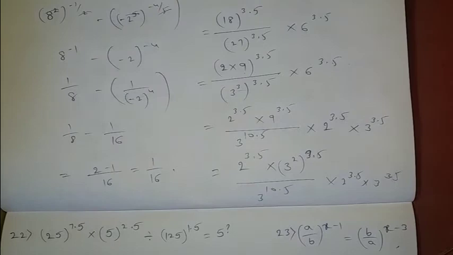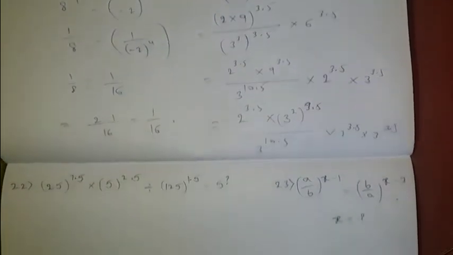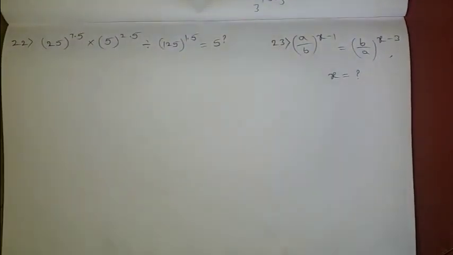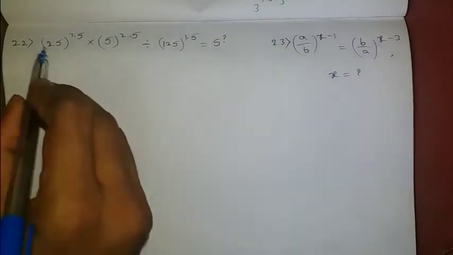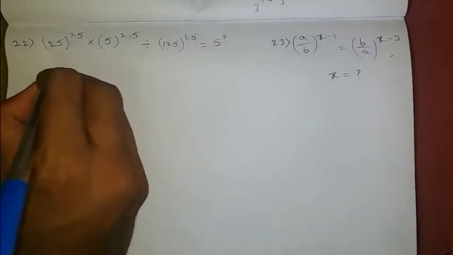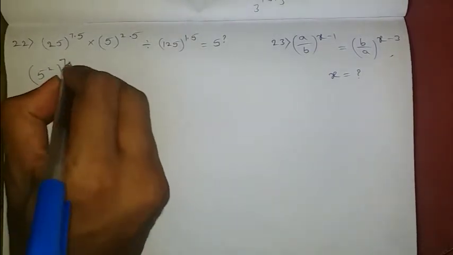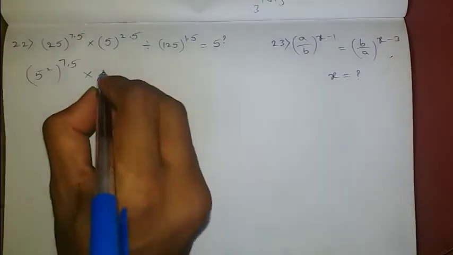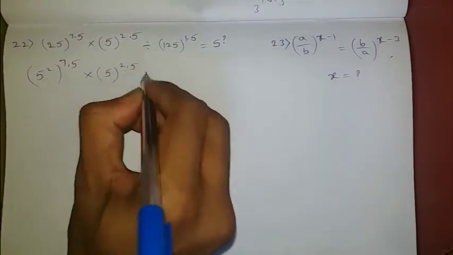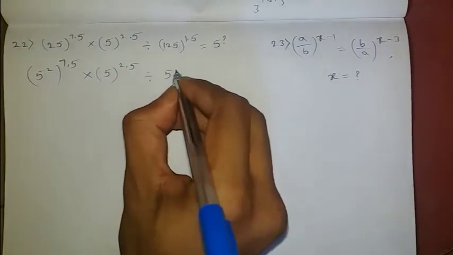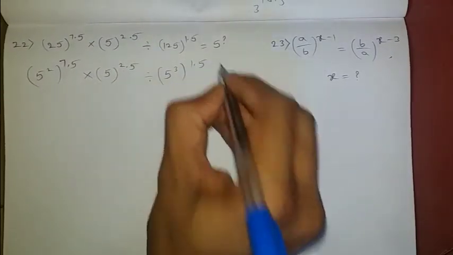Okay, let's move to the next question. What is the value of 25 whole power 7.5 into 5 power 2.5 divided by 125 whole power 1.5, which is equal to 5 power something? So what is that something we need to find out. Here 25 can be written as 5 squared, whole power 7.5, into 5 power 2.5, divided by 125, which can be written as 5 cubed, whole power 1.5.